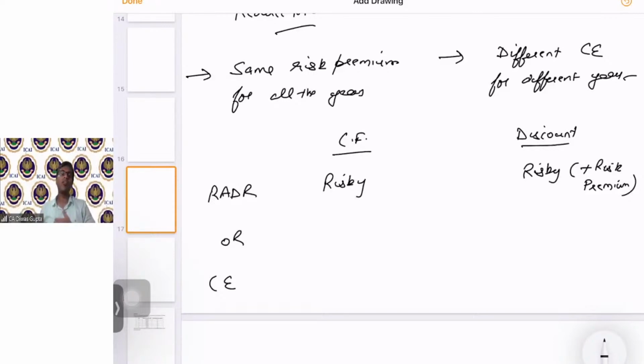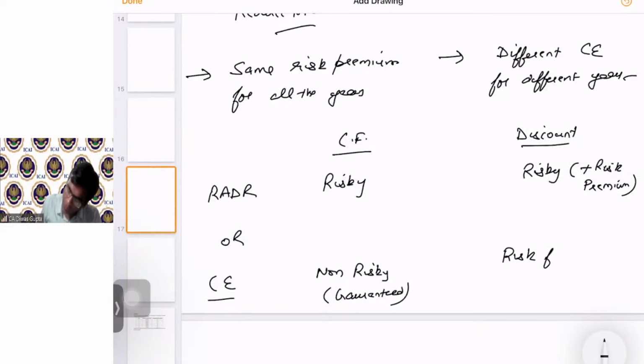So either you will analyze the project from the RADR perspective, or in the second case, you will analyze the project from the certainty equivalent approach. The moment you apply the certainty equivalent approach, your cash flows become non-risky, which is the guaranteed cash flows, right? And the discount rate also, you will have to use the risk-free discount rate. Then only it will make sense, right?